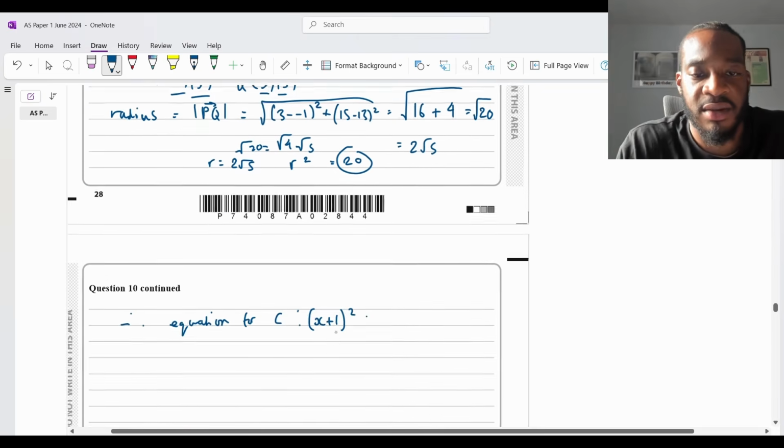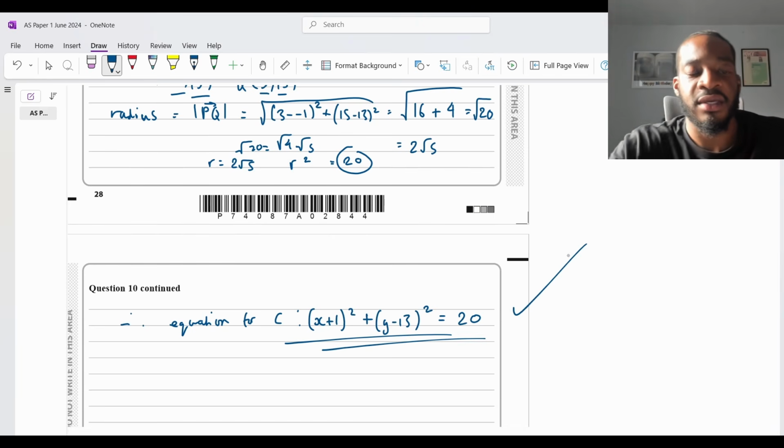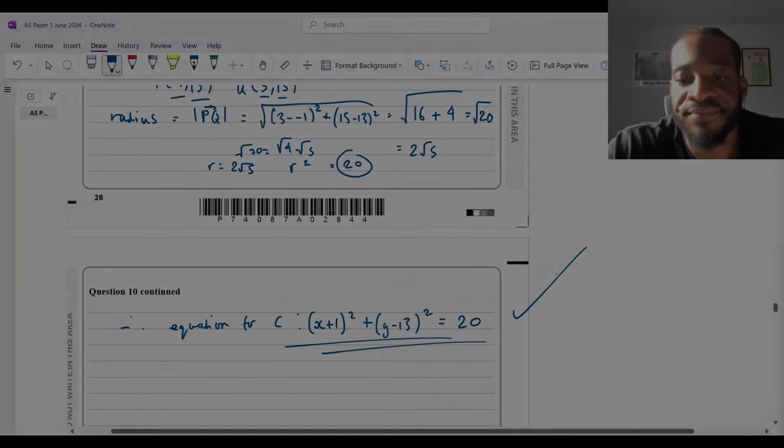Was it plus? Yep. Y minus 13 all squared. And this is going to equal r squared, which is 20. And that is your final answer. And that is question 10 finished.